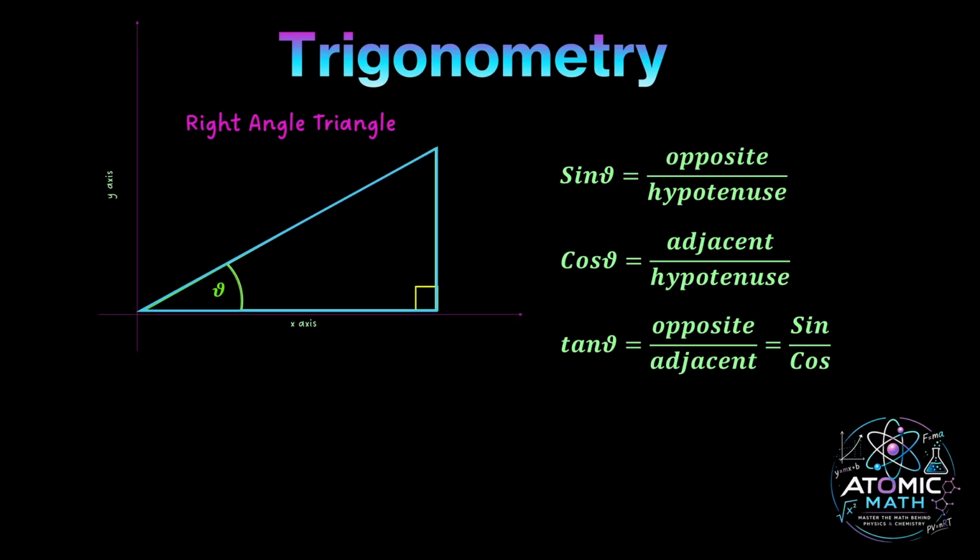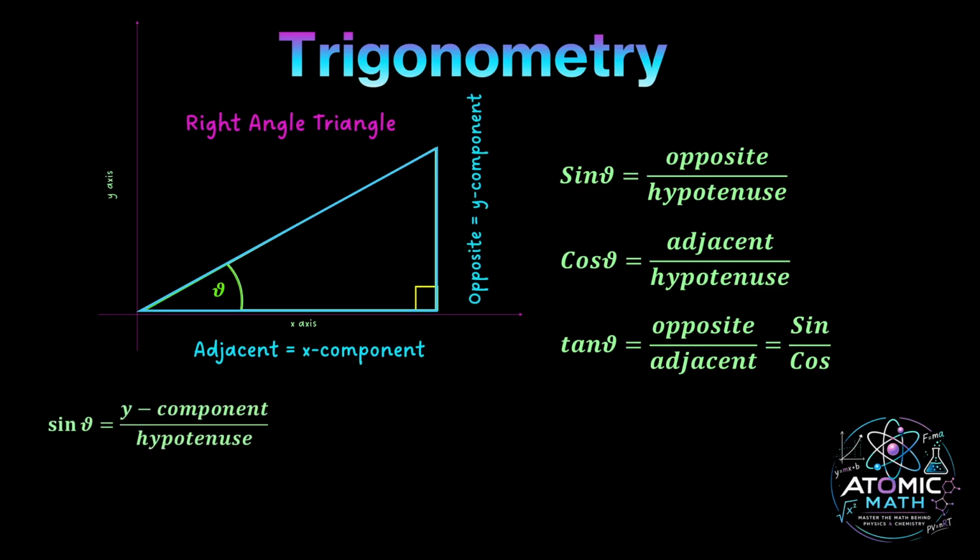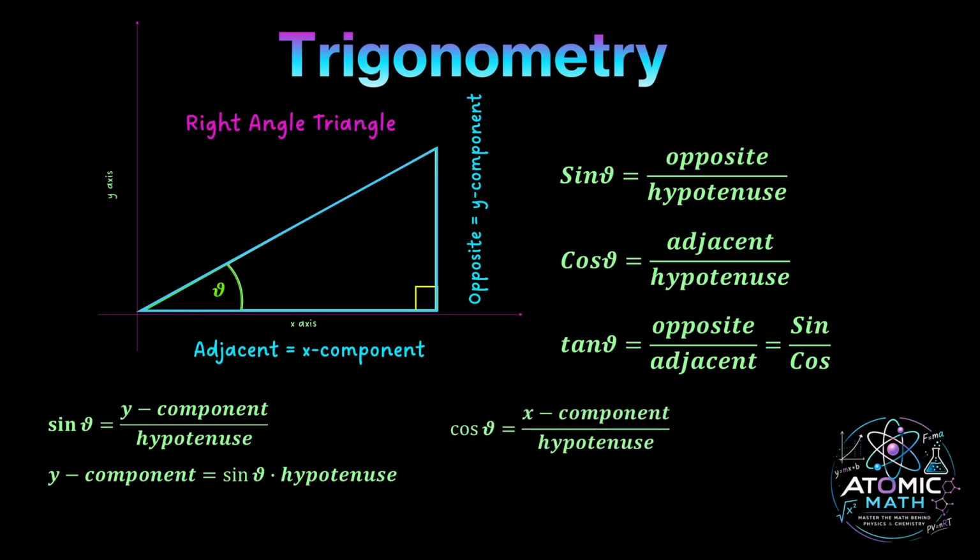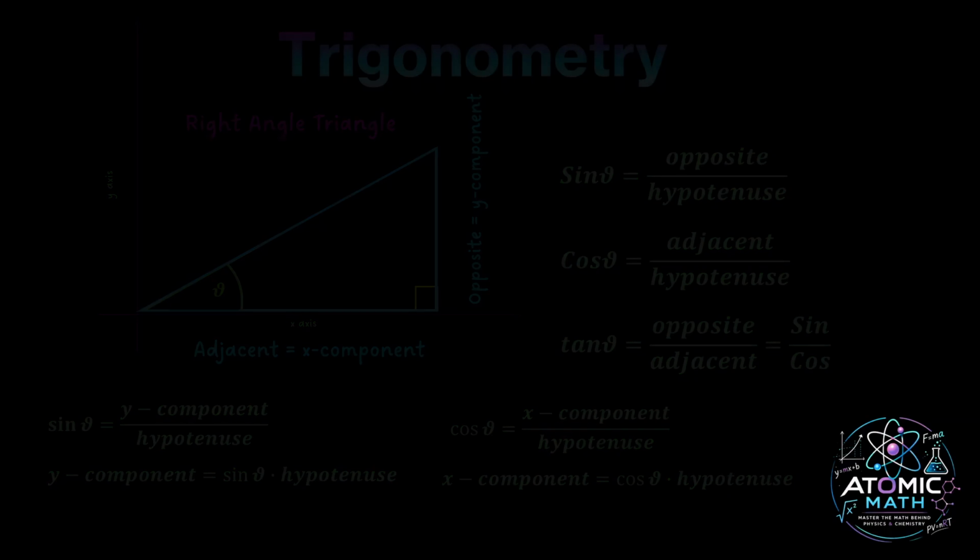We can see now that the x-axis is actually what we were calling adjacent, and the y-axis is what we were calling opposite. So we can rewrite our equations to say that sine theta is the y component over the hypotenuse, or rearrange to say y component equals sine times hypotenuse. And we can do the same thing for the x component and rearrange that to say that the x component is cos theta times the hypotenuse. So we can use trigonometry to take a vector and break out the pieces that make up that vector. And those pieces are called vector components.